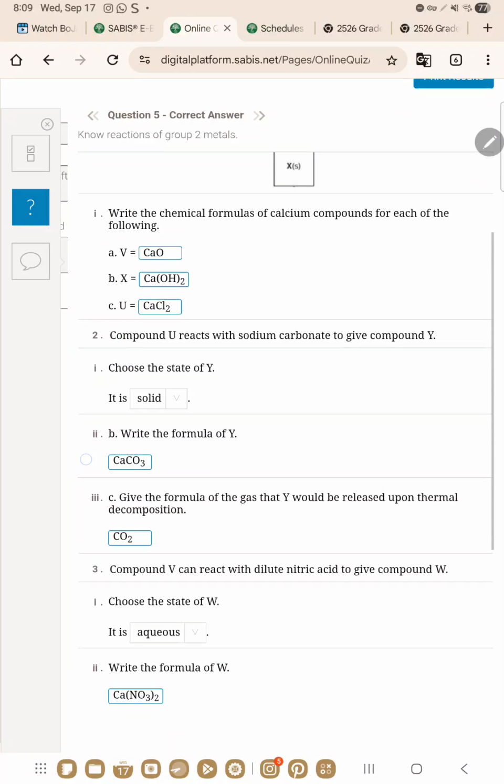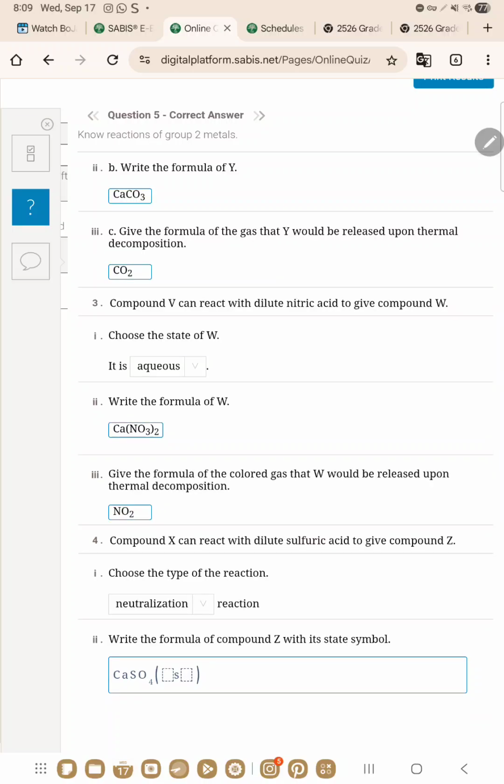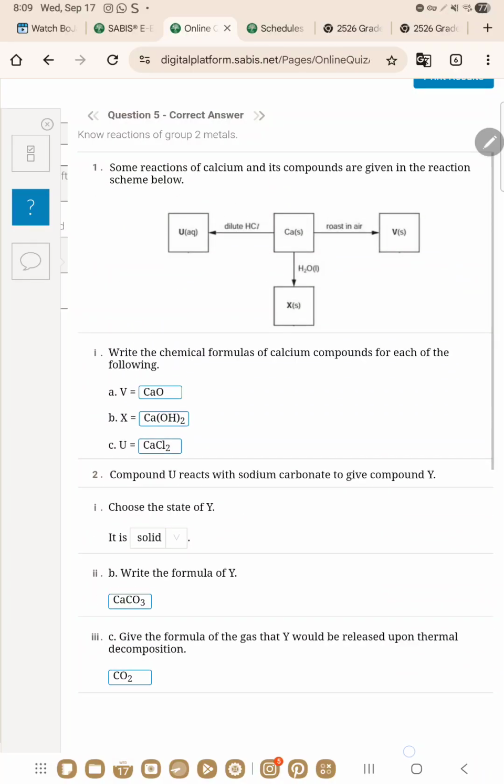Moving on. Give the formula of the gas that Y would release upon thermal decomposition. Since it has a carbonate, it's always going to release CO2. Now compound V, let's go back to see what's compound V. CaO.